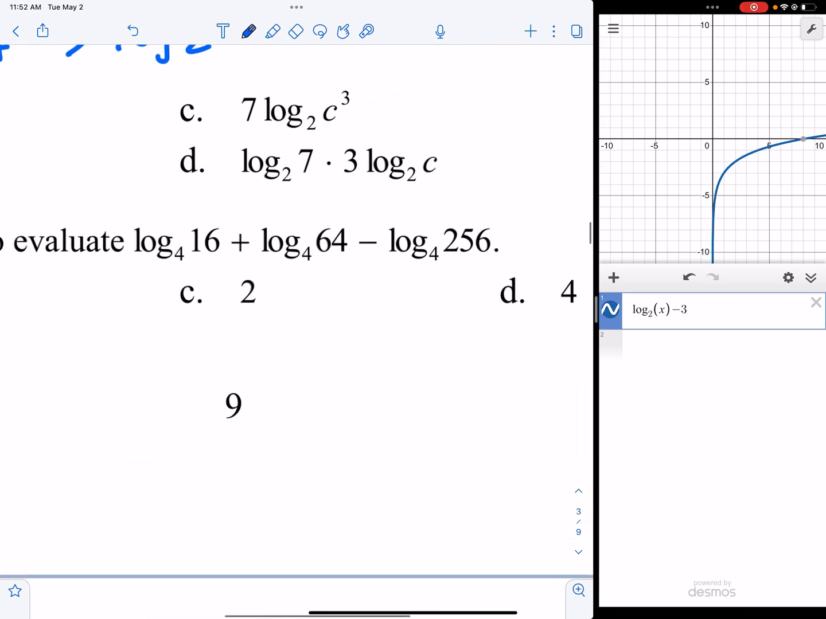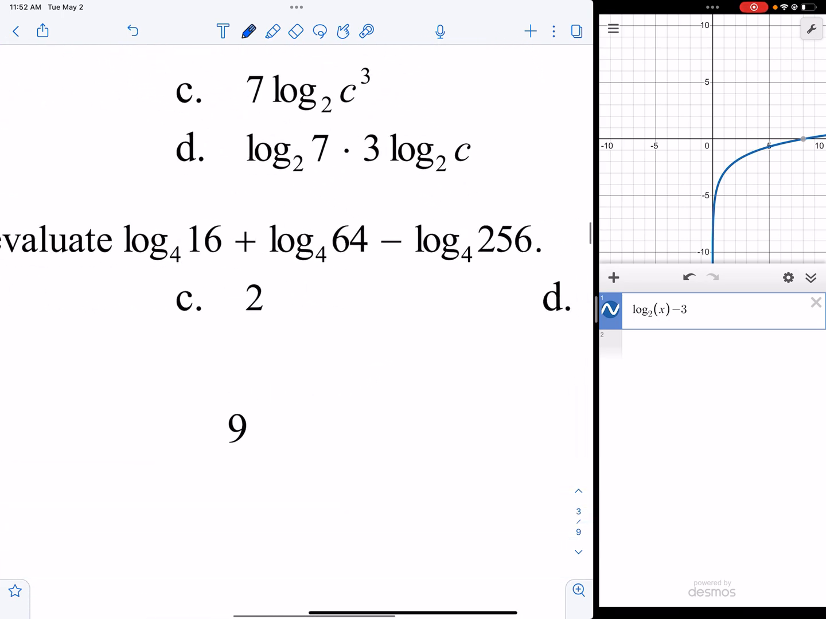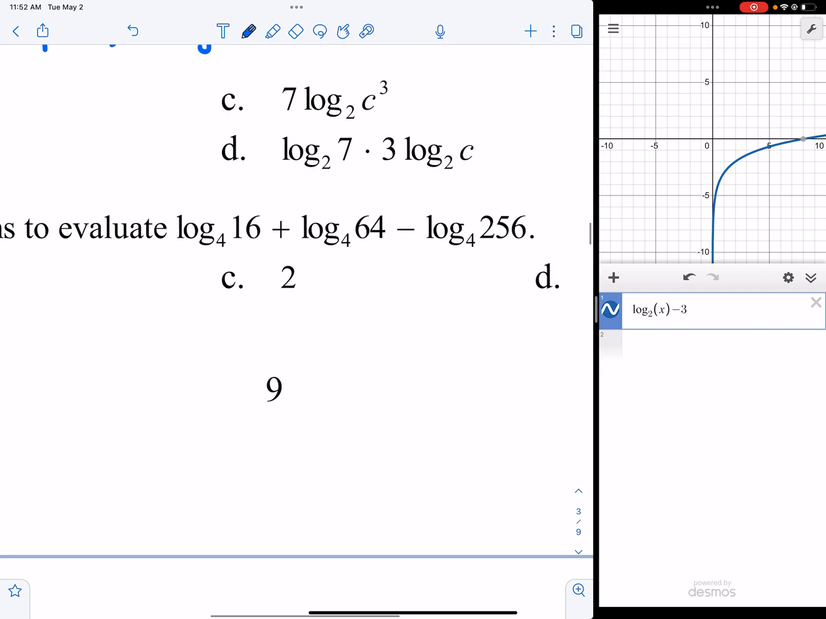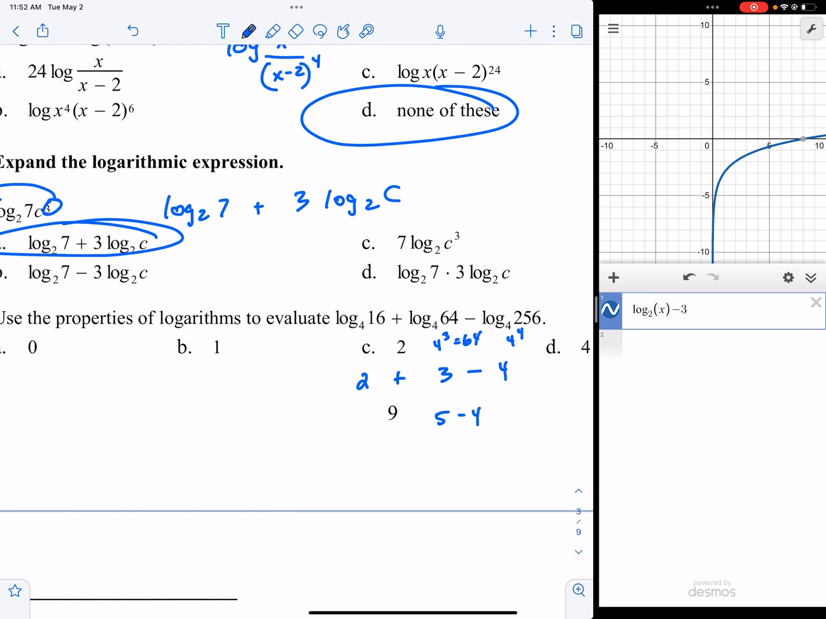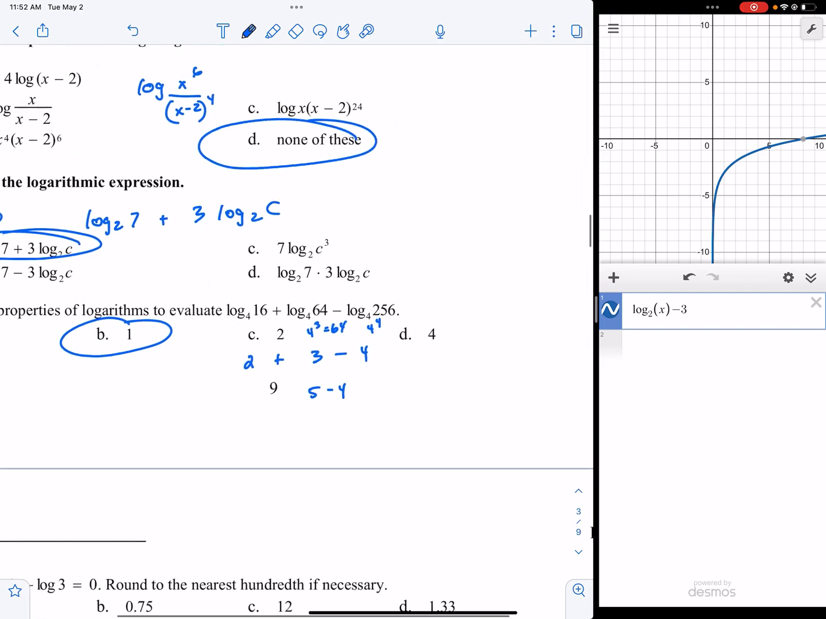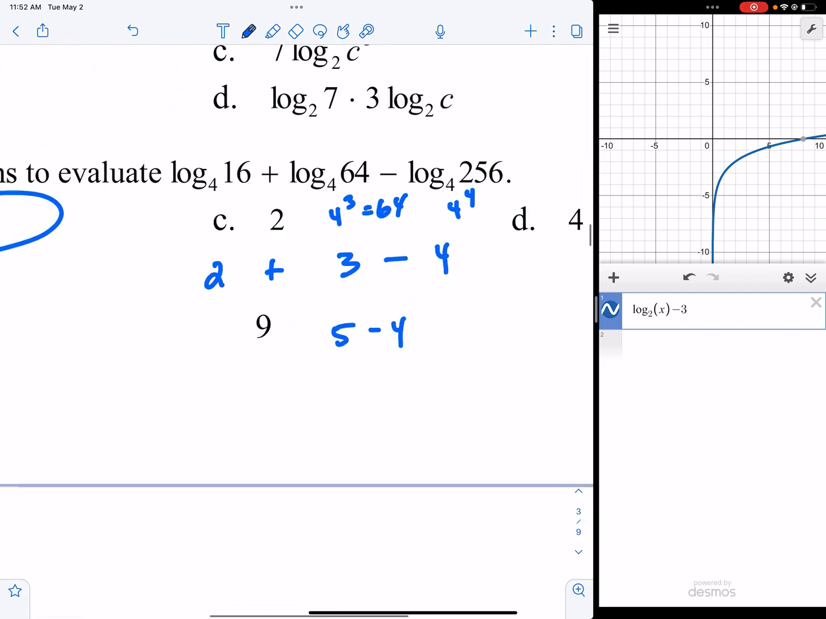Use the properties to evaluate. Okay. 4 to the 2nd is 16. So this is 2 plus 4 to the 3rd is 64. So 2 plus 3 minus 4 to the 4th is 256. So 5 minus 4 is 1. You could also just type that in your calculator. Okay? Just type it in.